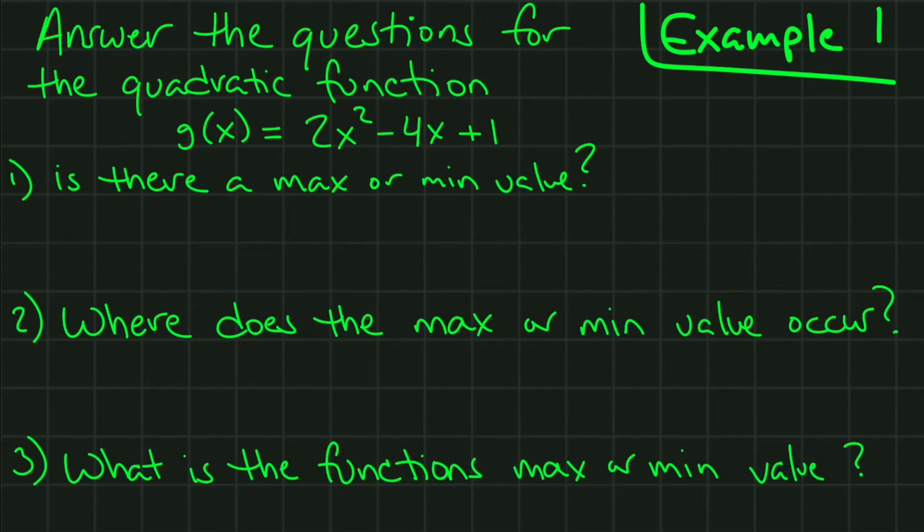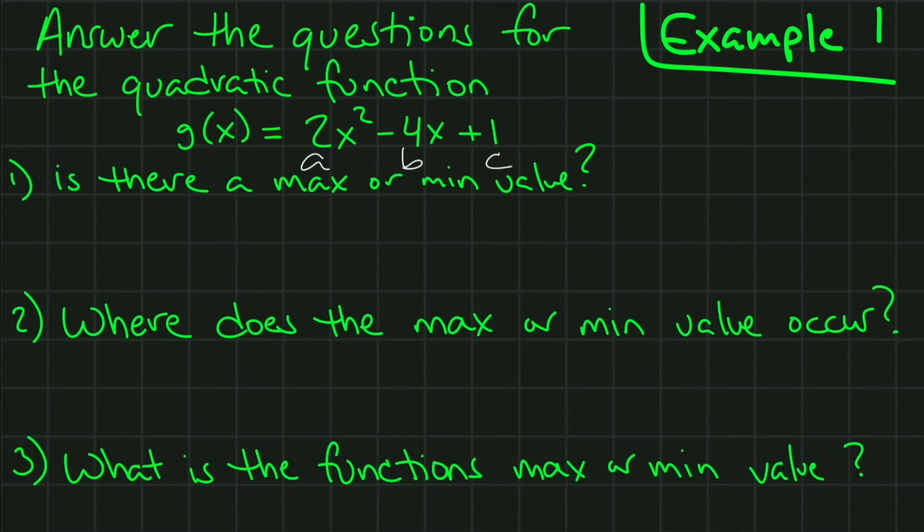So for our first example, we have: answer the questions for the quadratic function g of x is equal to 2x squared minus 4x plus 1. Is there a maximum or a minimum value? So this is already in standard form, so we don't really have to try too hard on this one. We just need to substitute a, b, and c. So remember, our a is going to be equal to 2, our b is going to be negative 4, and our c is going to be 1.